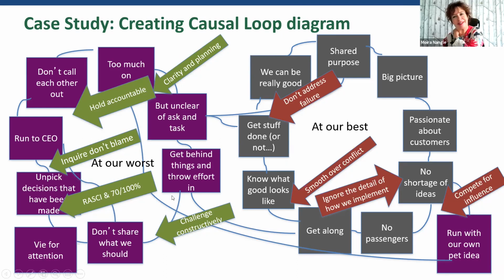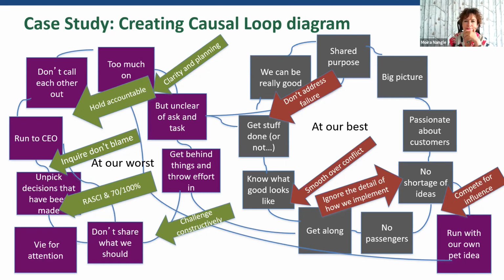So it's about moving from west and east to north and south. It's about moving from best and worst to thinking about, so what are the systemic or causal loops that we get into? What are the behaviour patterns? You know, how does being passionate about customers lead us to have no shortage of ideas, lead us to get along, know what good looks like? How do these things loop, and how might we interrupt them? What are the red card behaviours that we fail to do, or what are the green card behaviours where we can interrupt that pattern and hold one another accountable, or inquire rather than blame, or challenge one another?